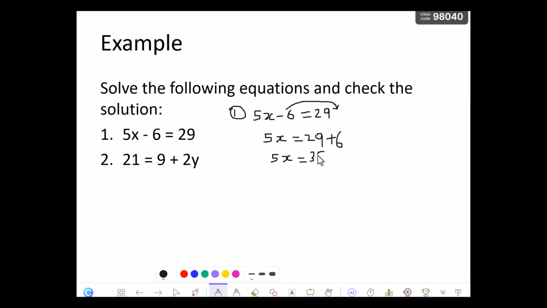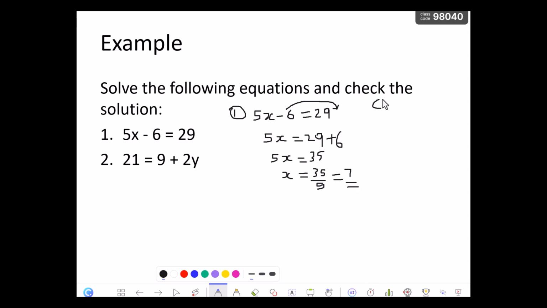35. So you can see, then the next thing is to divide by 5. So when 5 crosses over to this side, it becomes a division number, which will now become divided by 5. So finally, x will be equals to 7. That is that. So remember our solution, we said check the solution.